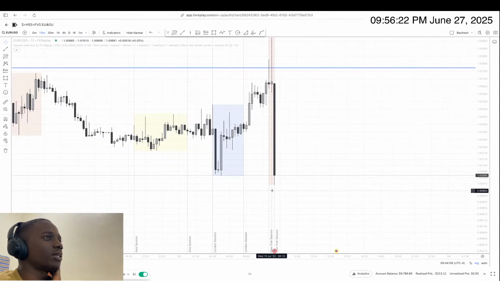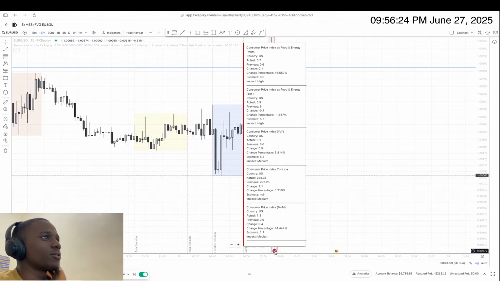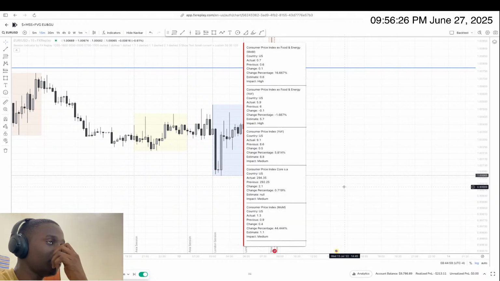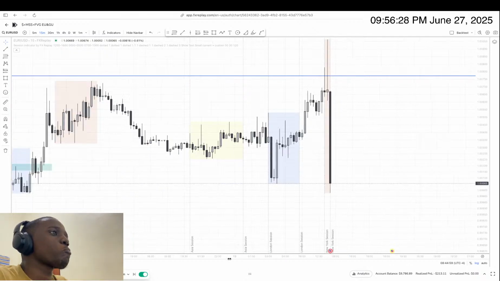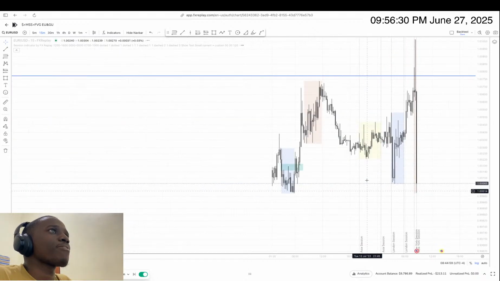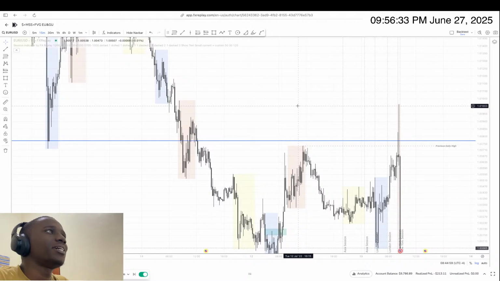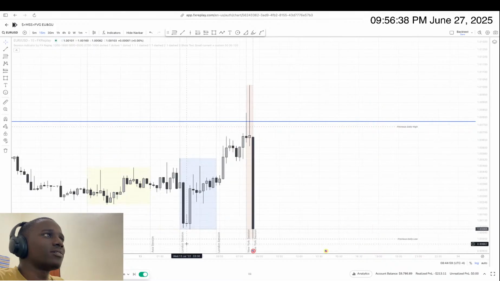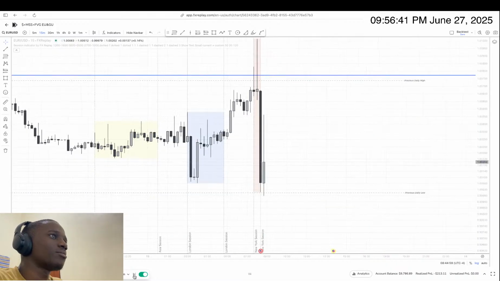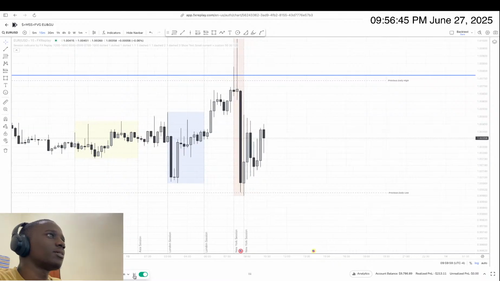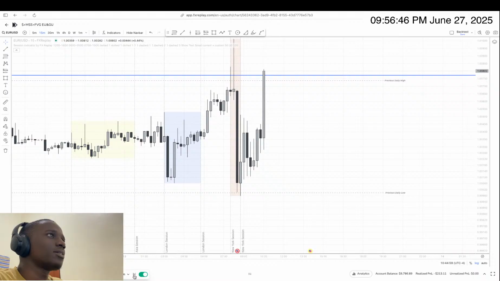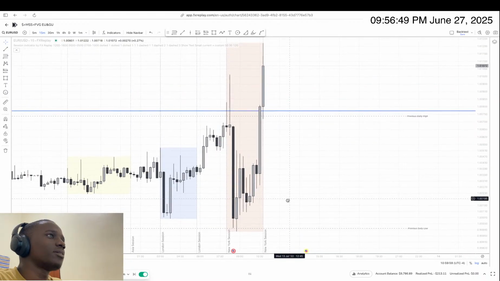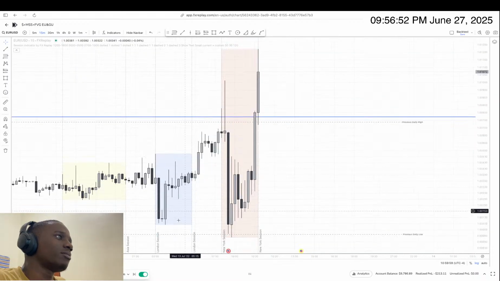Oi, what kind of news was this? This was CPI, Consumer Price Index. It took out the highs from way up here, and then it dropped. So CPI was the one that dropped, took out really nice lows. Let's see if we can get a fair value gap retracement. Okay, yeah, we don't get a fair value gap retracement.